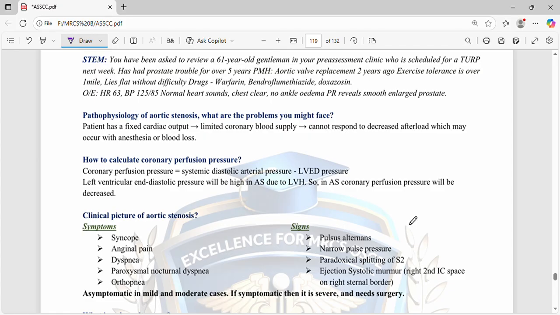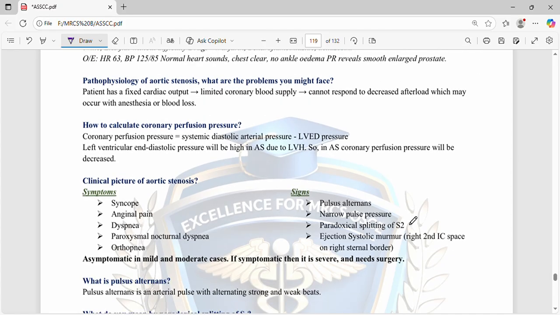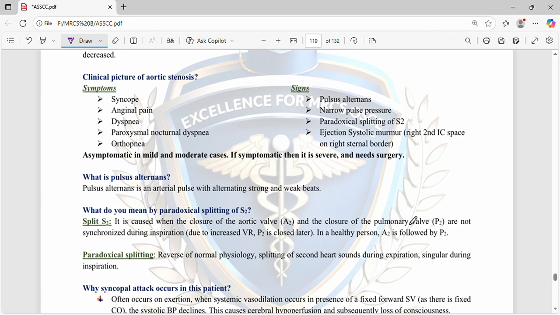Okay, so the clinical picture of aortic stenosis is syncope, anginal pain, dyspnea, paroxysmal nocturnal dyspnea, orthopnea, pulsus alternans, narrow pulse pressure, paradoxical splitting of S2, and an ejection systolic murmur at the right second intercostal space on the right sternal border. Asymptomatic in mild and moderate cases. If symptomatic, then it is severe and needs surgery. What is pulsus alternans? In the arterial pulse, alternating strong and weak beats: a strong beat followed by a weak beat.